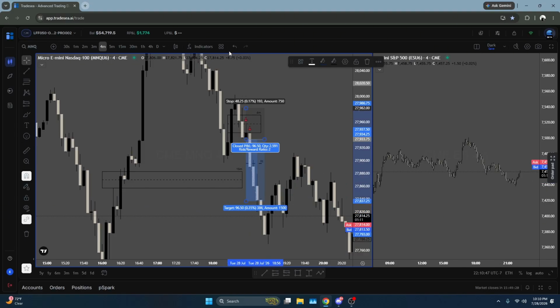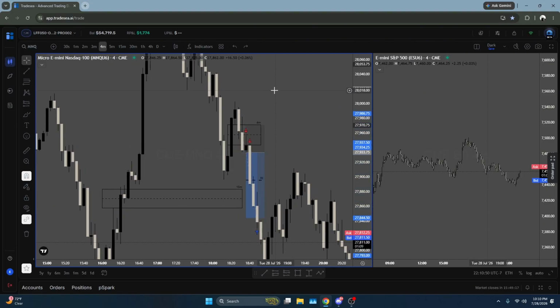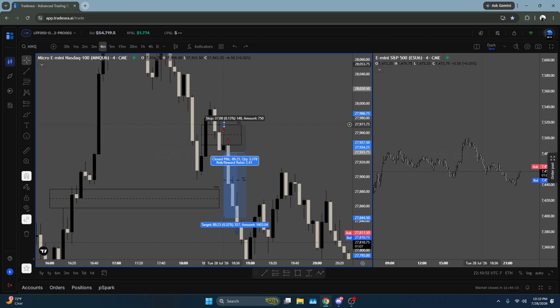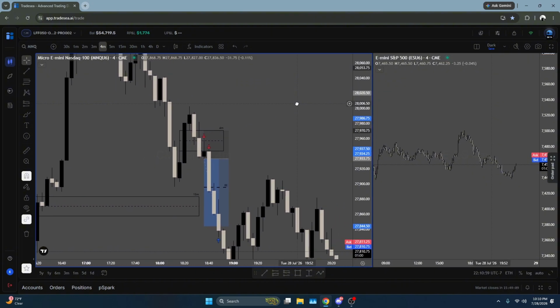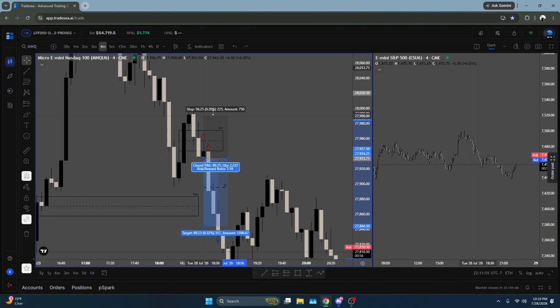So 96 points. It's still 1 to 2. It's just the fact that my stop loss is that big. I'd rather risk way less and have my TP large, so I have like a 1 to 3, 1 to 4, 1 to 5, than me risking 1 to 2 and then my stop loss is 85 points. Like nah, some people trade like that.